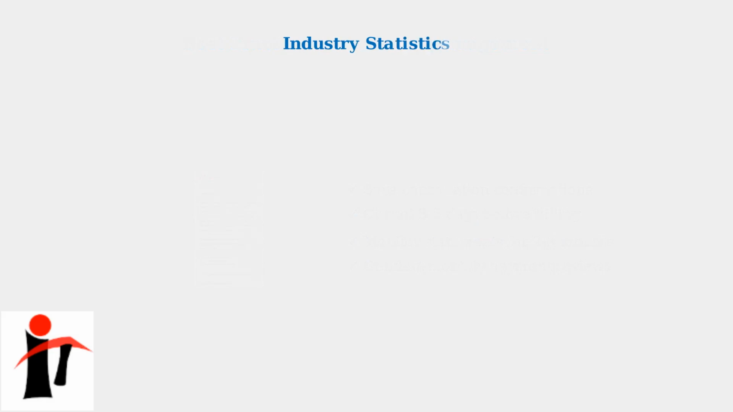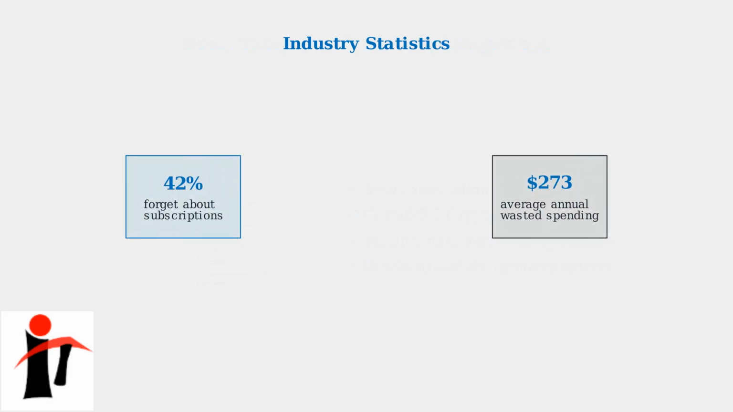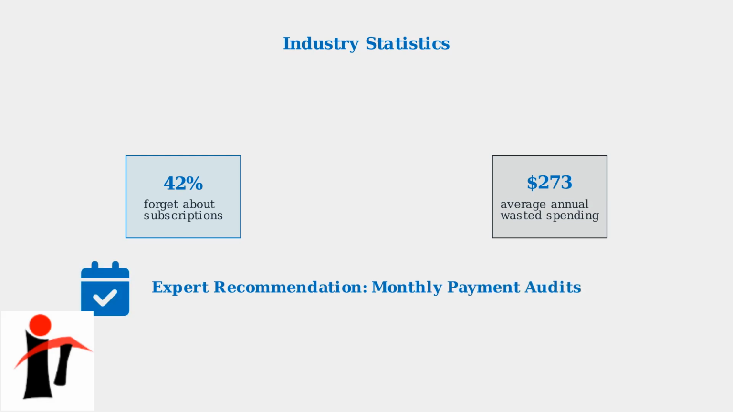Industry statistics reveal concerning trends in subscription management. 42% of consumers have forgotten about at least one subscription, leading to an average of $273 in annual spending on unwanted services per household. Financial experts recommend conducting monthly reviews of automatic payments and integrating subscription management into your regular financial planning routine. This proactive approach helps prevent forgotten subscriptions and unnecessary expenses.